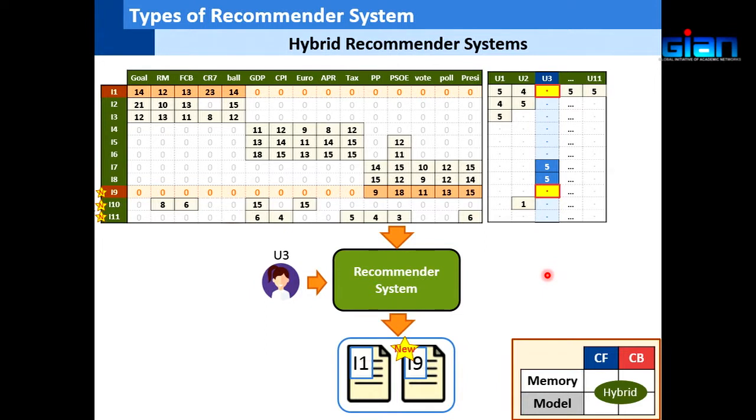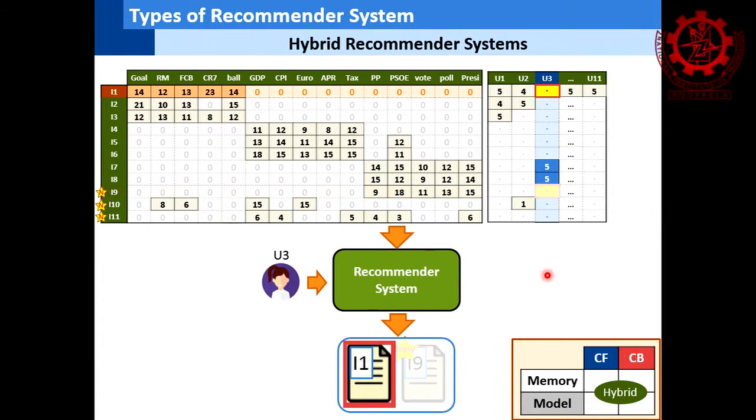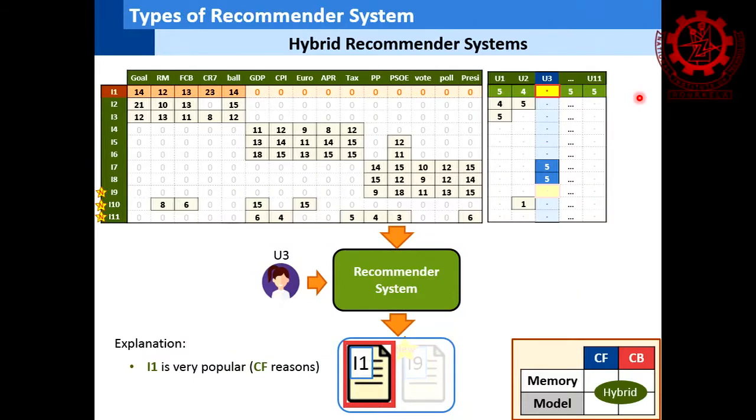We are going to explain the recommendations. Why do we recommend item I1 to user U3? Item I1 is very popular. As you can see, it's very popular here. Everybody seems to have rated it very high. So, for collaborative filtering reasons, we can recommend this item to the user U3. You can see that all these users have rated this item very high.